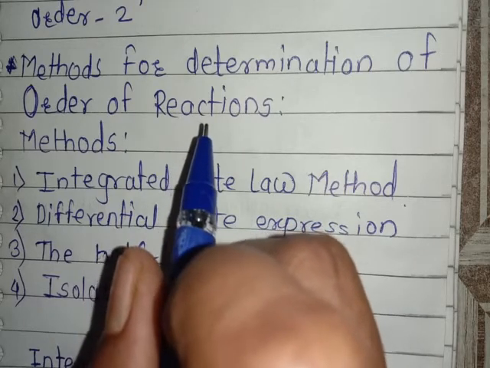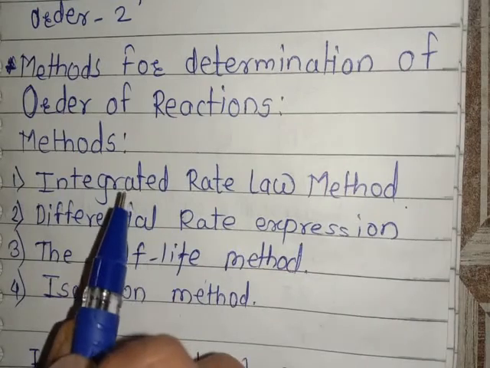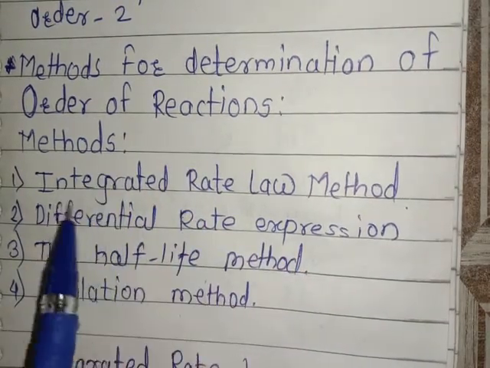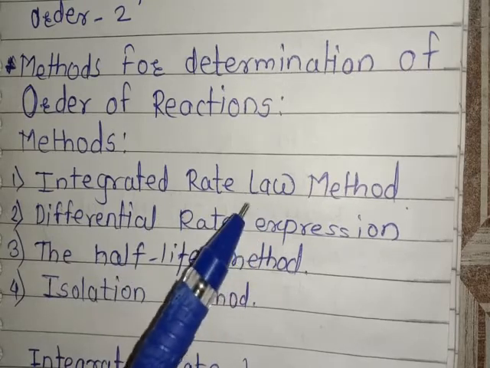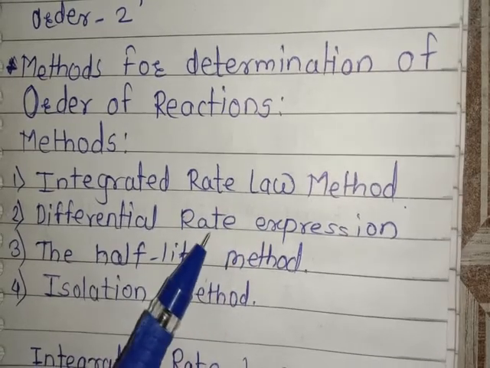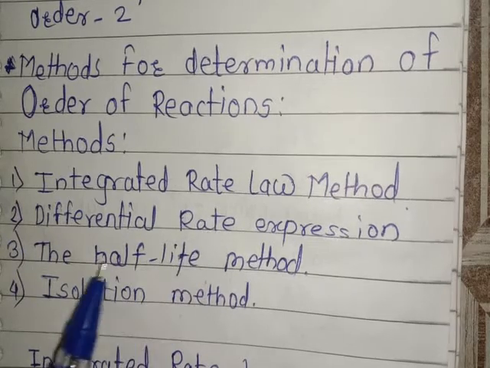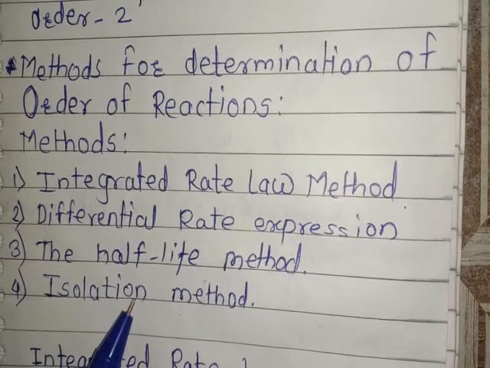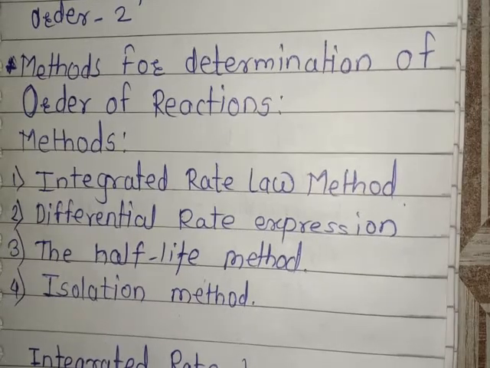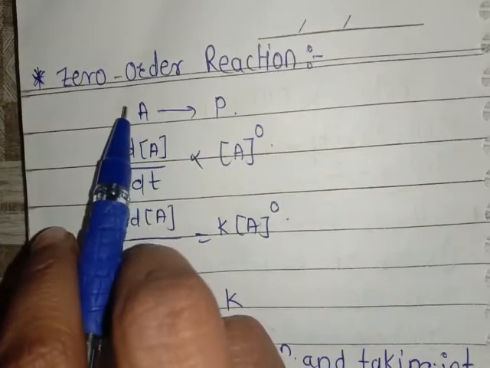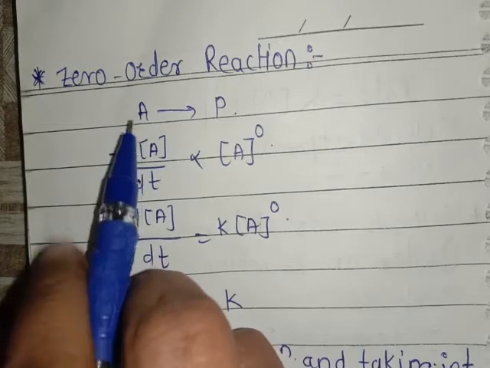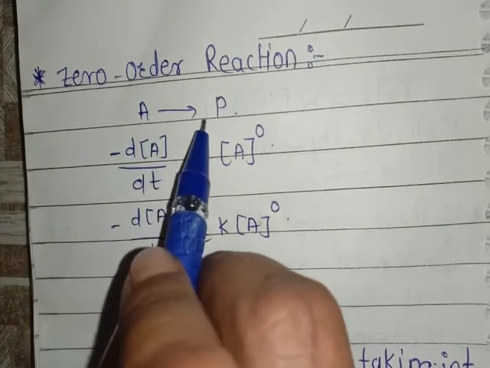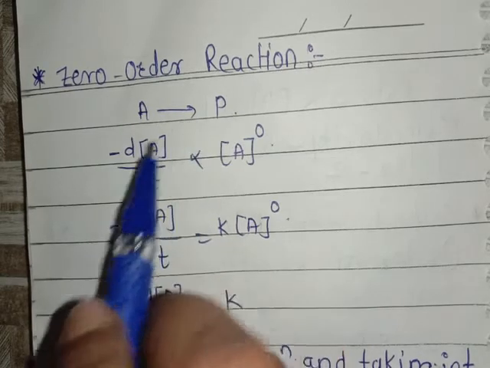The order of different reactions can be determined by using different methods. The methods are the integrated rate law method, the differential rate expression method, the third one is the half-life method, and the fourth one is the isolation method. Zero order reaction. Consider a reaction: A is converted into product P.